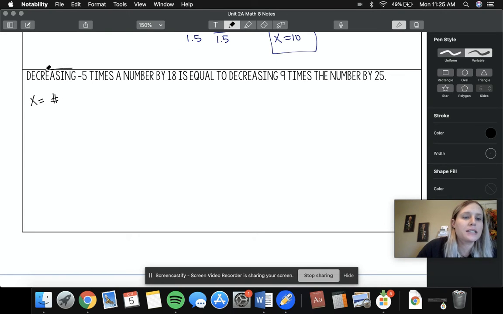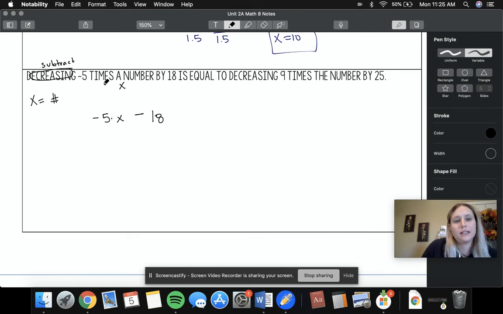So decreasing means to subtract. So we are going to subtract, friends. And we are going to subtract -5 times a number, so times a number that we don't know, so we're using x. So -5 times a number, and we are decreasing that by 18.